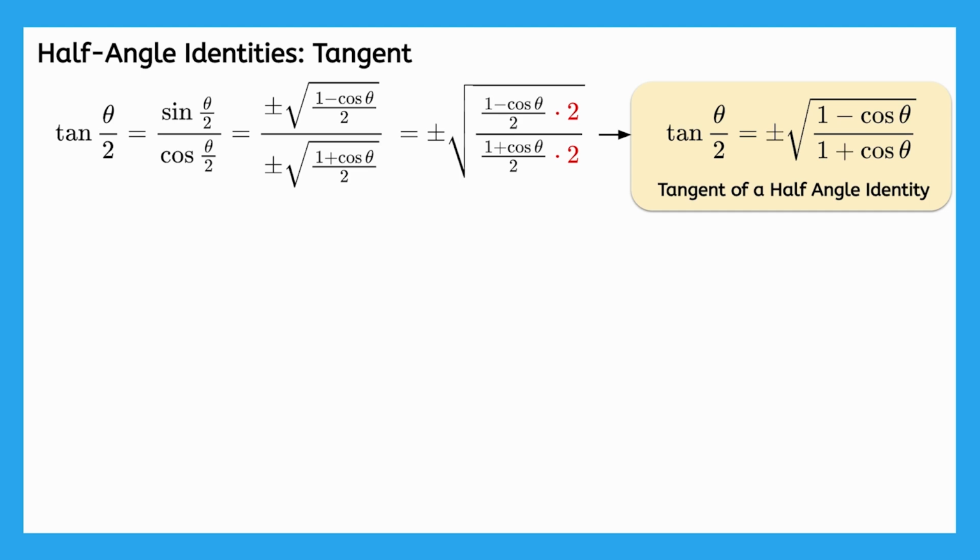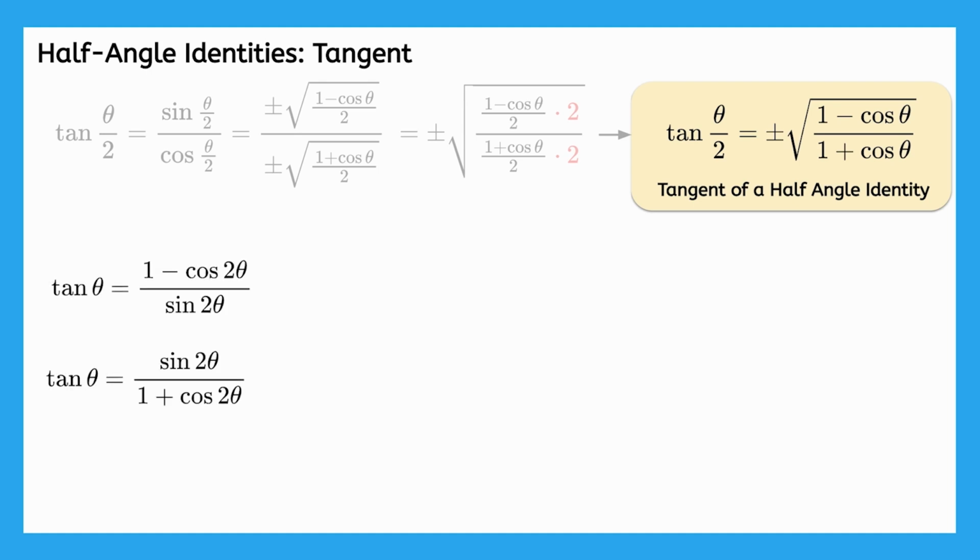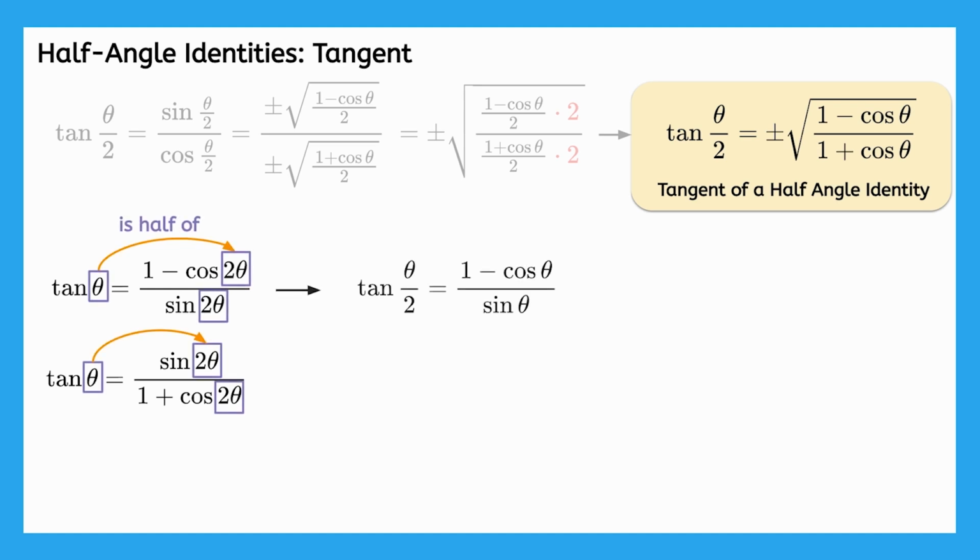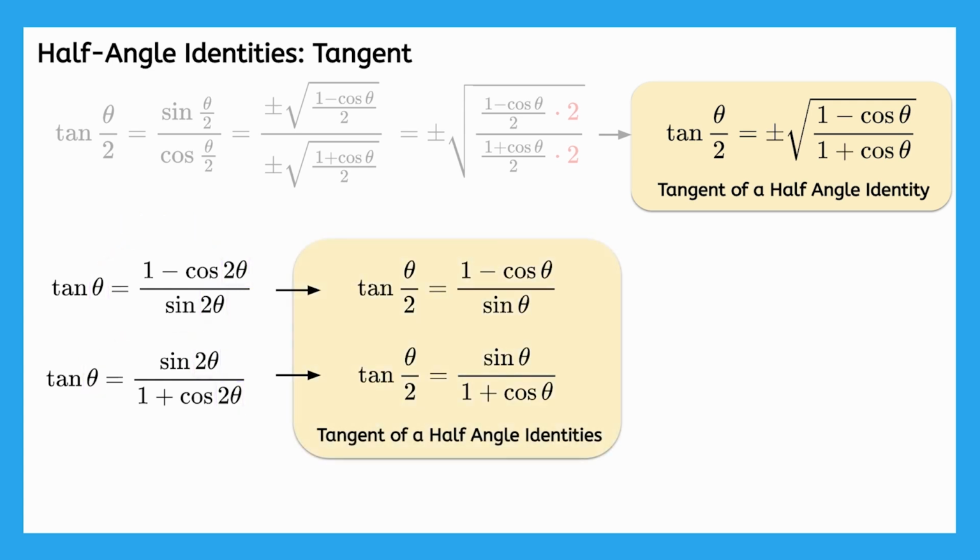However, just like with cosine of a double angle, there are a couple other versions of the tangent of a half-angle identity that are often easier to use than this one. Do you remember these two identities we verified in example 3 of this lesson? Since the thetas on the left sides are exactly half of the 2 thetas on the right sides, we can rewrite these identities with theta over 2 instead of theta, and theta instead of 2 theta, which give us 2 other tangent of a half-angle identities. Since these other 2 versions don't involve any square roots or plus minuses, they are often easier to use than the original one.